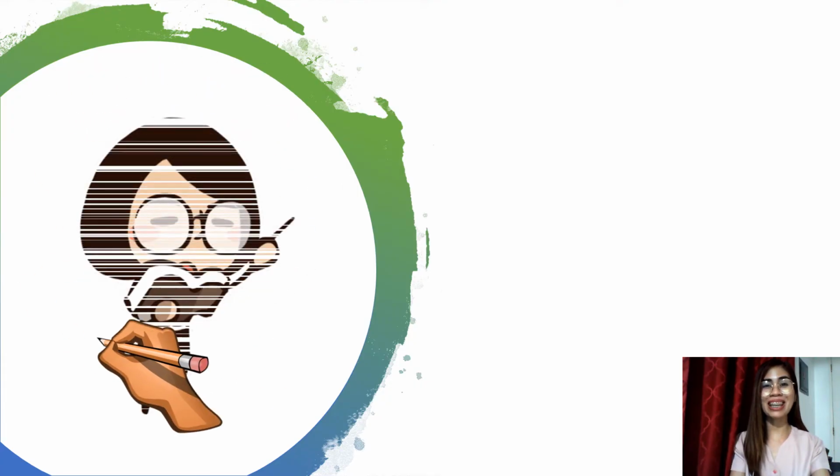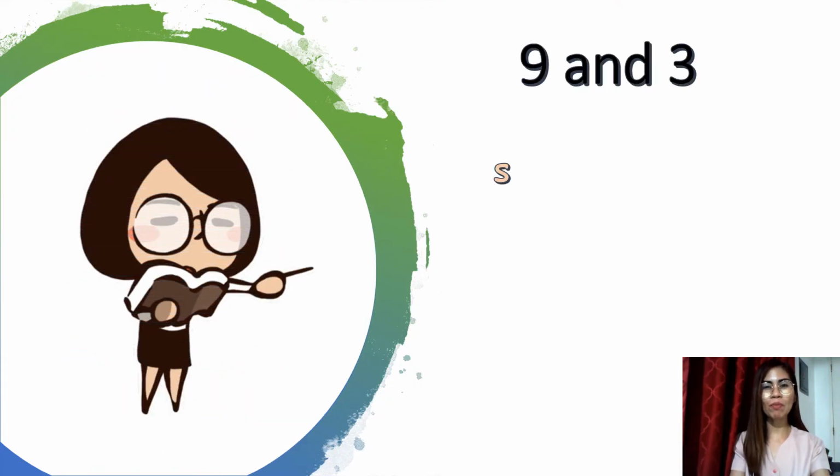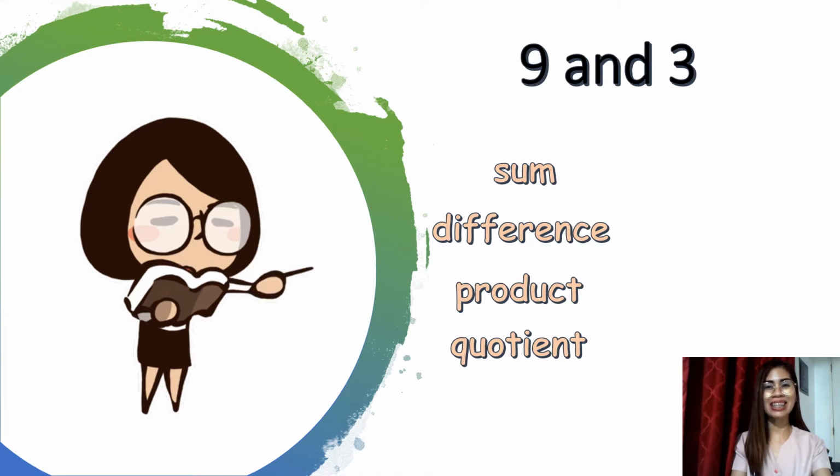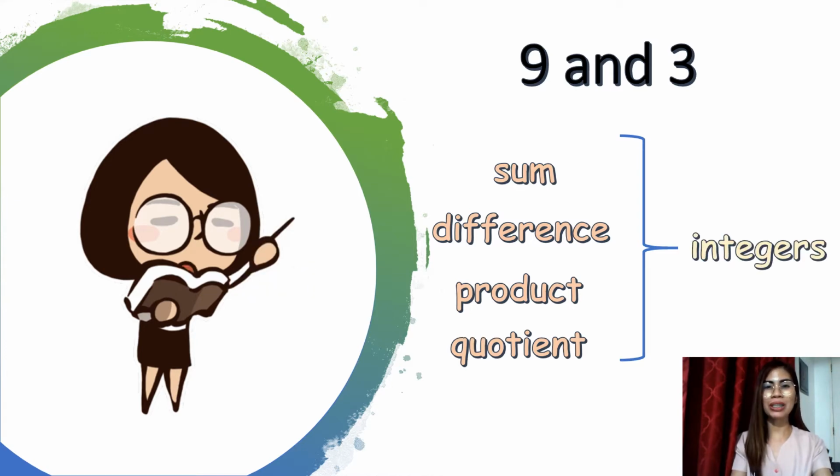I want you to meet Teacher Debbie. Teacher Debbie wants us to get the sum, the difference, the product, and the quotient of the integers 9 and 3. She also wants us to identify if the given answers will also be integers. Teacher Debbie will give us 10 seconds to answer this one.